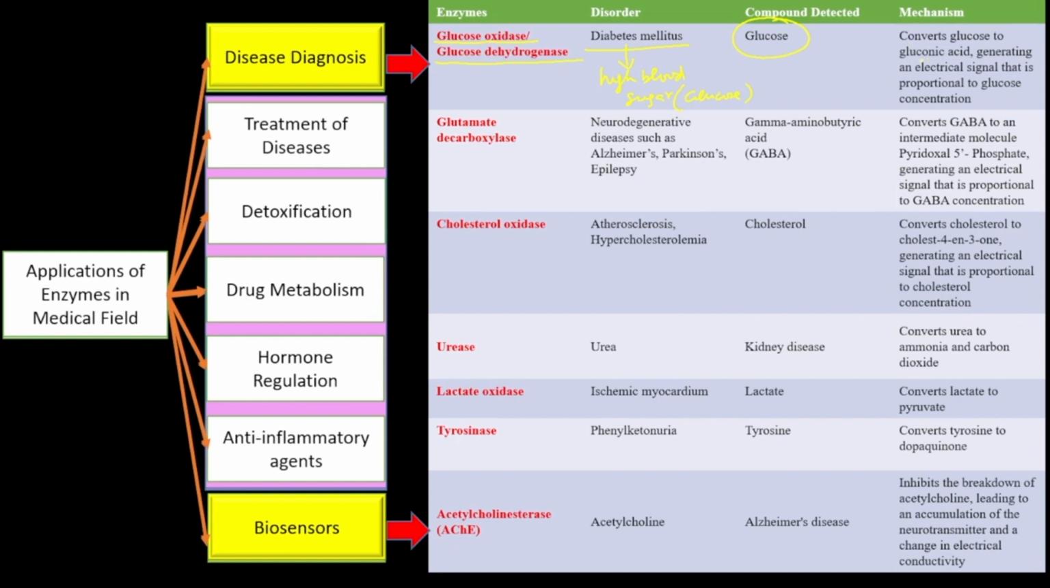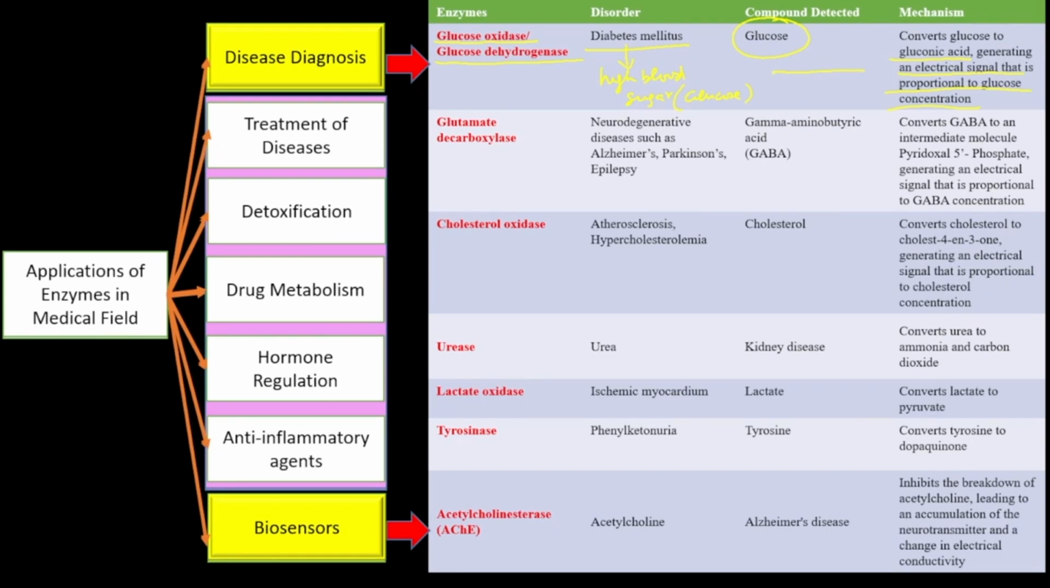The mechanism through which it detects glucose is that the glucose gets converted into gluconic acid, right? And it generates an electrical signal that is proportional to the glucose concentration. I'm sure you have seen some of the older people in your family using glucose strips to detect glucose. That glucose strip you see at home has a place to put the blood, right? And then you insert this glucose strip into a glucometer.